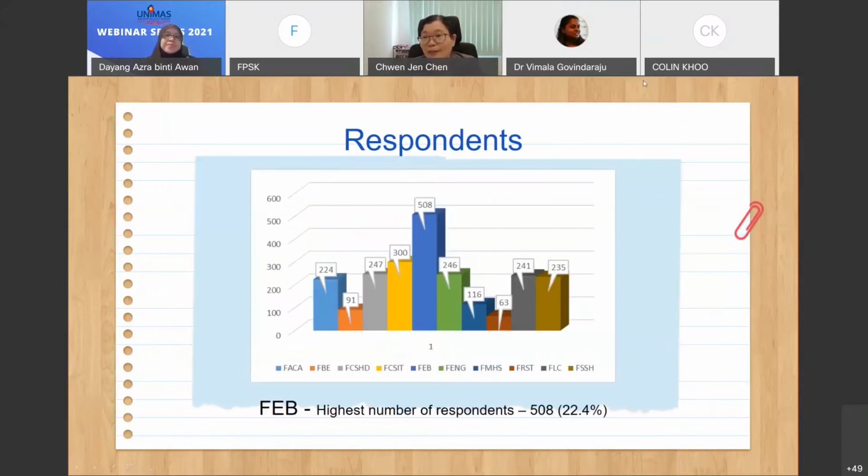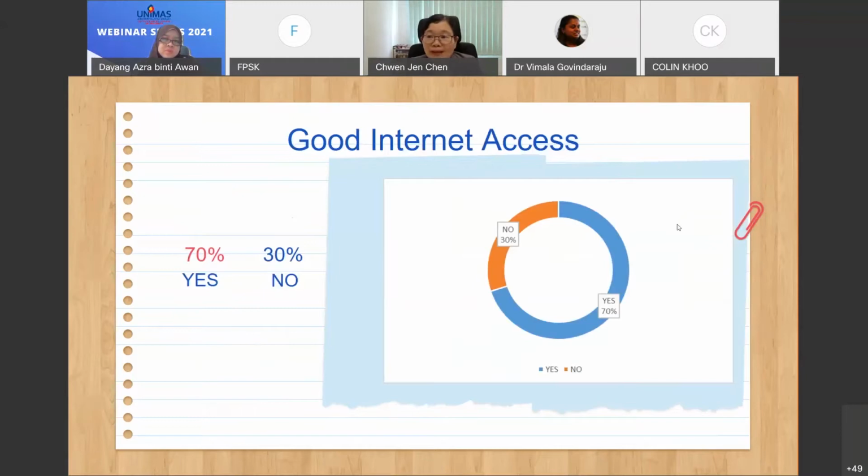So you can see here the distribution from the different faculties. And we found that one piece of information that can help to describe the contextual, the students' condition, is that about 70% of the students do have good internet access, but 30% do not have good internet access. All right. Does that actually inform the way that you design your online learning?